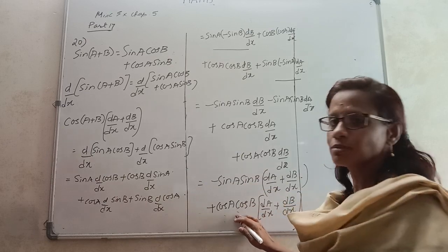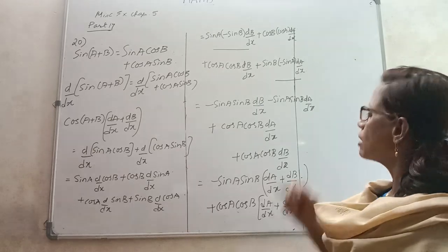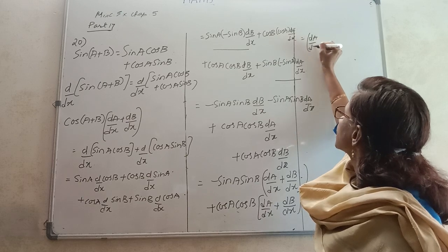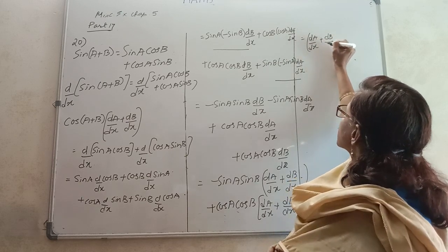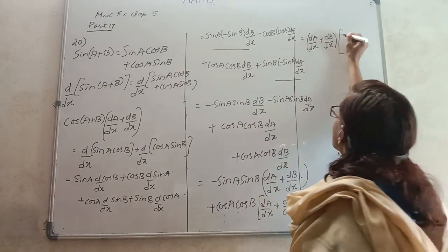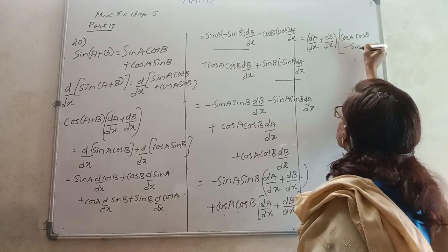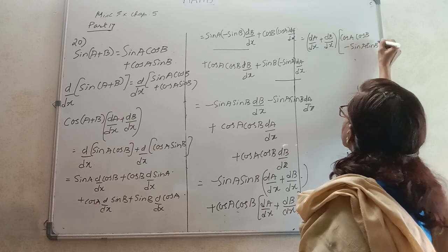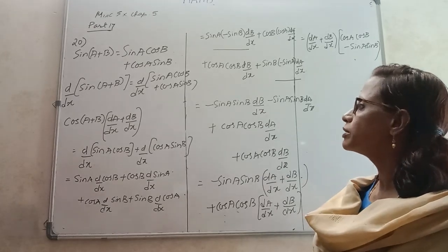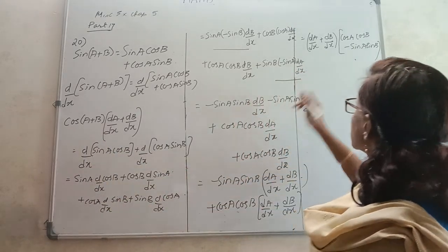When we look at both these terms, we realize that dA/dx plus dB/dx is common in both, so it can be taken out. What remains in the bracket is cos A cos B minus sin A sin B. Though the minus term came first, we can write it later; it doesn't make any difference. So we started from the first step and we have reached here.